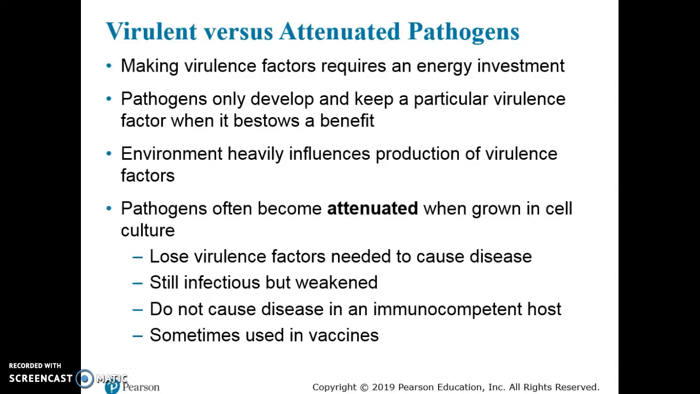Alright, so we talked about virulence in part 1. Virulence is the degree or extent of disease that a pathogen causes. You can have a virus or a bacteria, a pathogen, that at one point was virulent and at a later time is attenuated. That means the pathogen is no longer going to cause disease, and it can still survive, but it's been attenuated. It's lost its virulence factors.